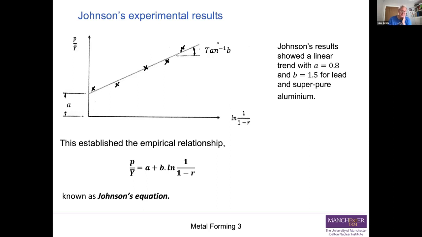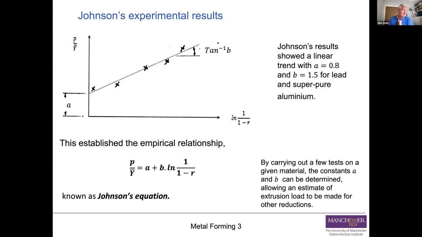I think if you come to the forming tutorial, we'll be doing some sums using Johnson's equation, but we'll do something now as well. The key thing about this is if we've got a material, we can do a few tests on the material to get the constants A and B, and then ideally we can apply those A and B to other reductions, other designs of extrude, because we've looked at the material and we have tested it over a range of reductions, and we can use different extrude operations for the same material and use the data we've got from these experiments to predict the loads. So it's actually quite useful. You can do a few tests and then you can apply the results of those tests to a whole range of other operations done on the same material.